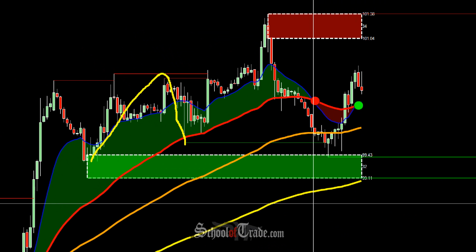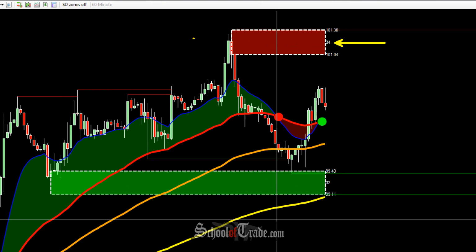So we came down here, came kind of close, bounced back up again. Now we came back down and physically tested it, only by a couple ticks, bounced right back up again. Those are the buyers defending that demand zone. And the same goes for the supply zones up top. We have an untested supply zone up here, so chances are that if price comes back up into this range between 101.04 and 101.38, we should see price reject right back out again.